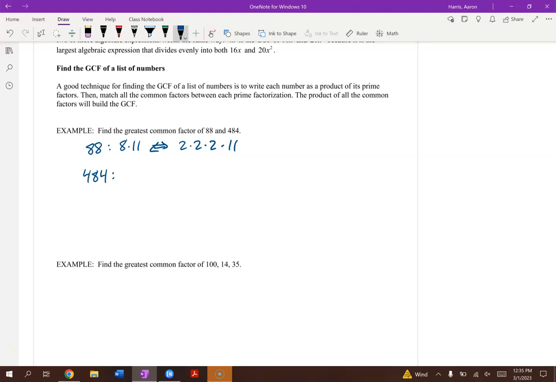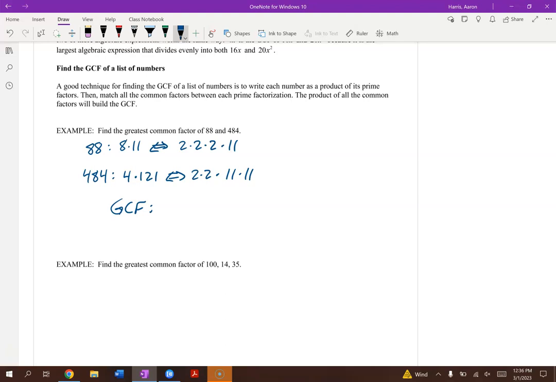I'm going to factor 484. 4 times 121 is 484, but neither of those are primes. So let's factor the 4. That's 2 and 2. Let's factor the 11, or I'm sorry, the 121. That's 11 and 11. And the greatest common factor will be a product of their common prime factors.